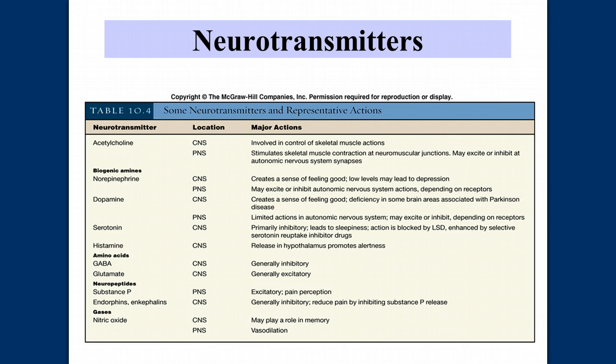Both above processes prevent continual stimulation of the postsynaptic membrane. That's very important. So the destruction of the neurotransmitter and the reuptake of the neurotransmitter is very important.